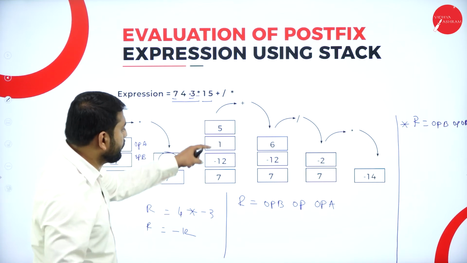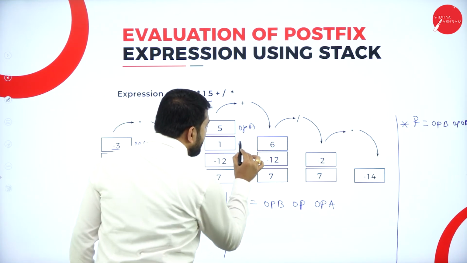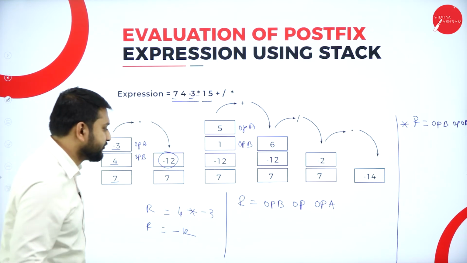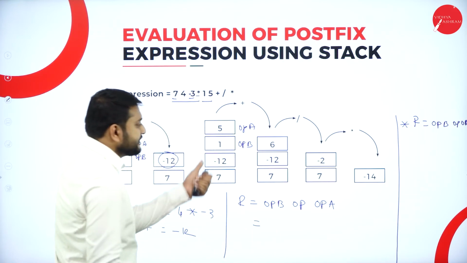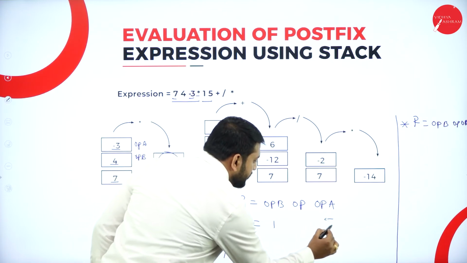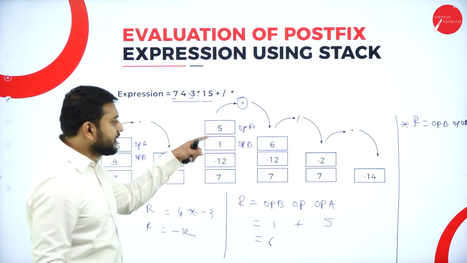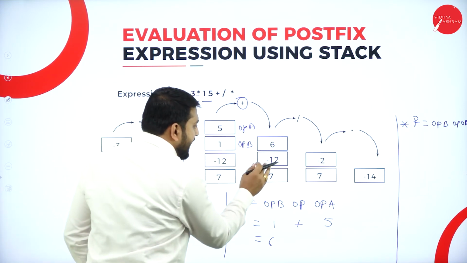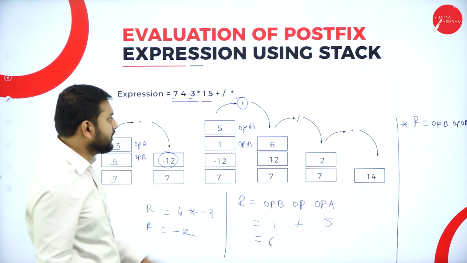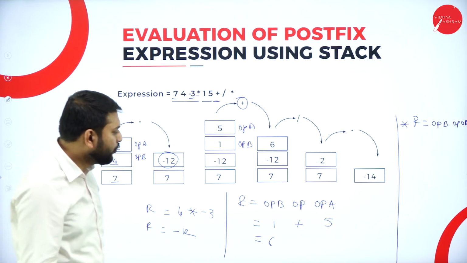So now what is operand A? You will take this as operand A and this as operand B. That's what you have to take, right? You all know that. So operand B is 1 and 5. What is the operator you have? That is plus. So it's going to be 6. Once I get the result, I will push it to the stack. So my stack looks like this: 6, minus 12, 7. Till here, do you have any doubts? Hope you don't. Moving forward.